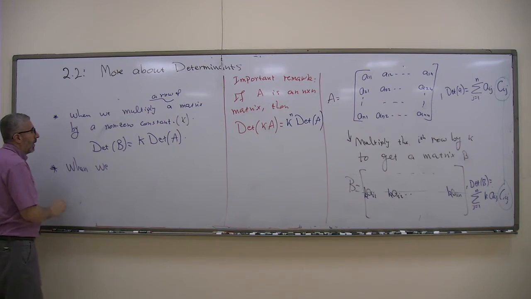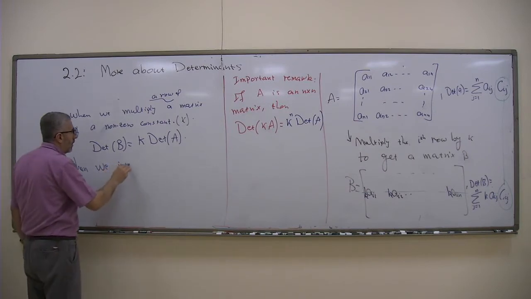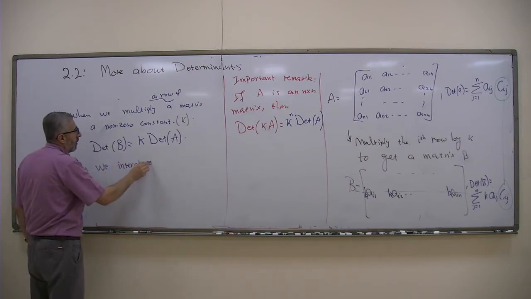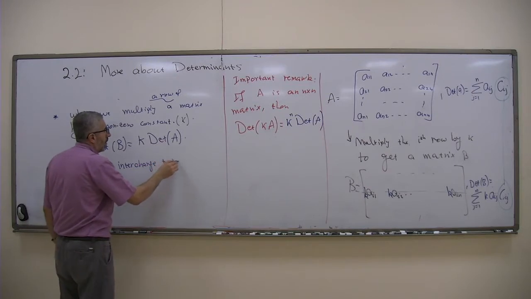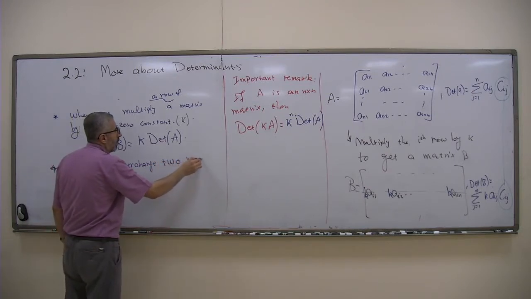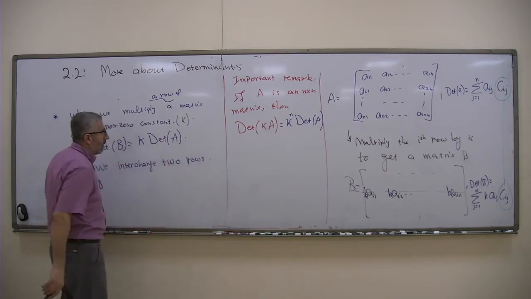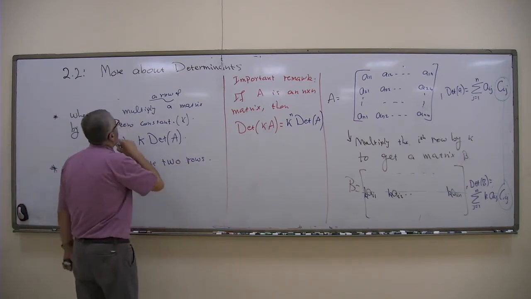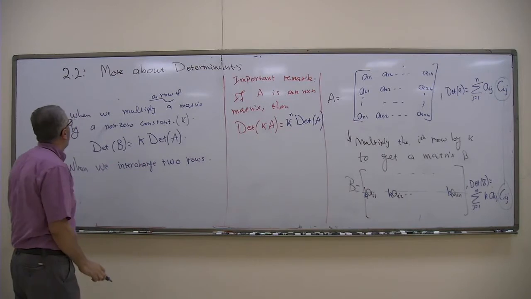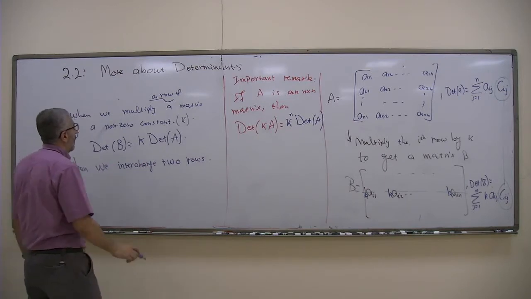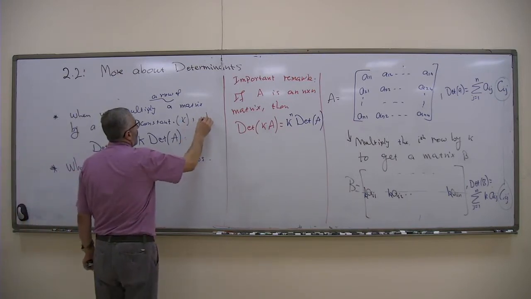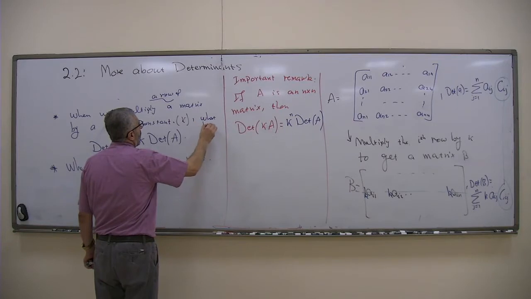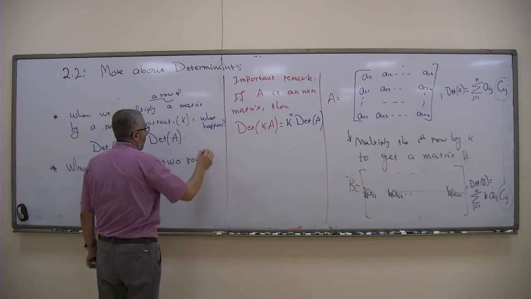When we interchange two rows, what happens? We multiply a row of a matrix by a non-zero constant k. What happens?